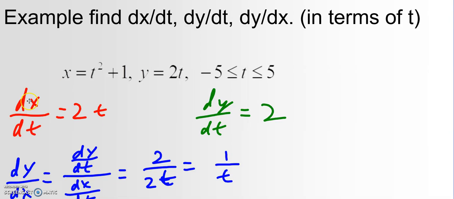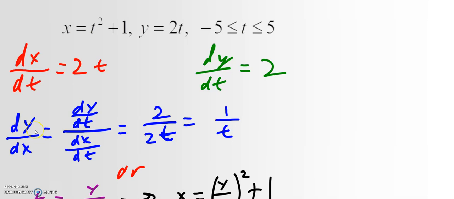All right, so dx/dt, derivative of the x function with respect to t. That's going to be 2t, power rule, boom. dy/dt, derivative of the y function with respect to t. That's going to be 2. All right, dy/dx, there's going to be two different ways in which we can find this. One, it should hopefully make sense that dy/dx can come from dy/dt divided by dx/dt. So if I take 2 divided by 2t, I get 1 over t. So dy/dx in terms of t is 1 over t.